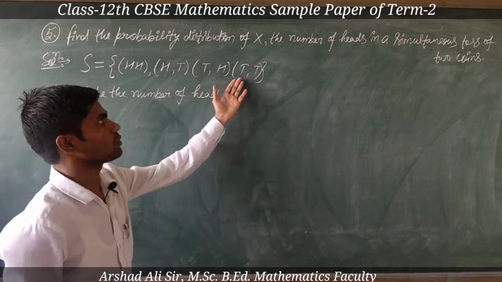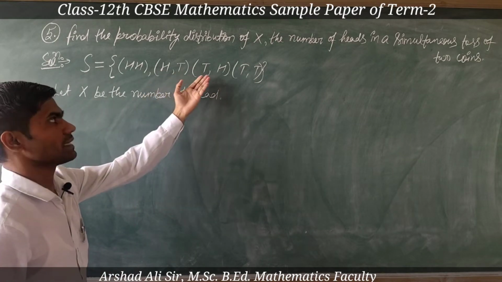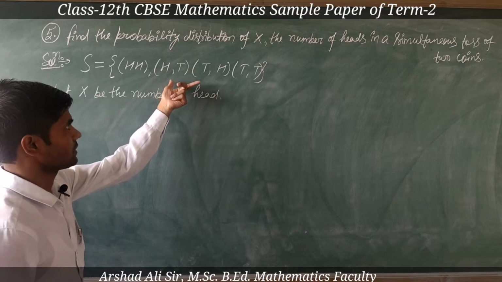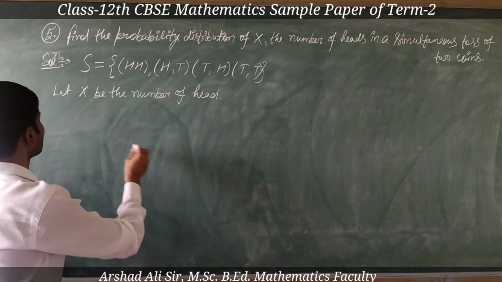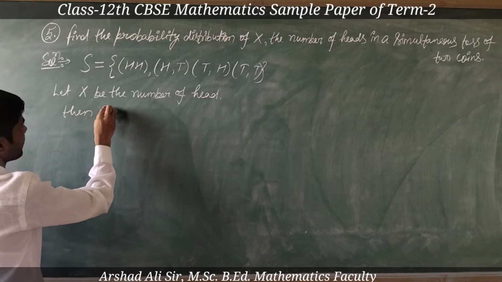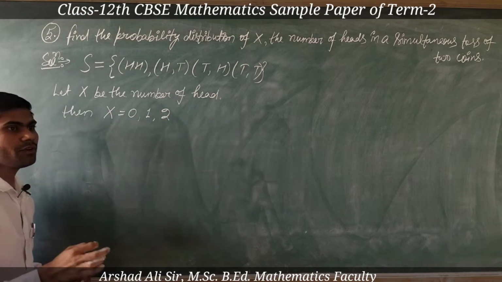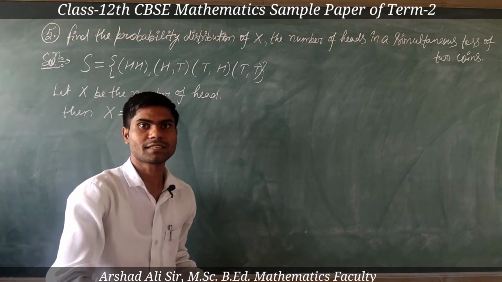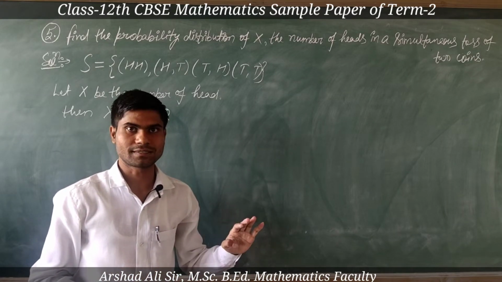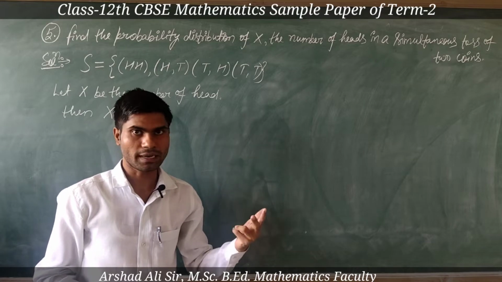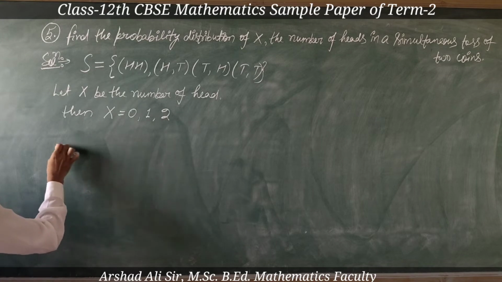0 heads means 2 tails. We can get 1 head, which means HT or TH. We have these two outcomes. Or we can get 2 heads, which means HH. Then capital X is equal to 0, 1, 2. If we toss 2 coins simultaneously, we can get 0 heads, which means 2 tails, 1 head or 2 heads. Now we can draw the distribution table.